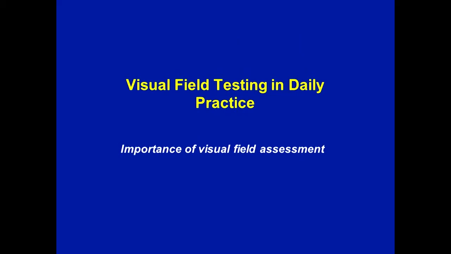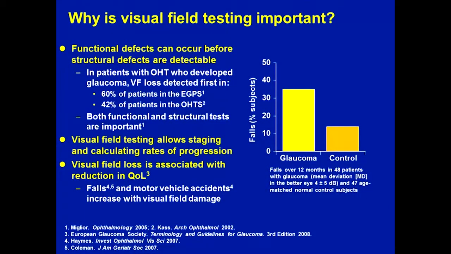Why is it important to test the visual field? Well, we know that functional defects can occur before structural defects are detectable. And we know that from the two most important studies about ocular hypertension, the European EGPS and the American OHTS, that showed that in 60 and 40% of the patients, visual field loss was detected before any optic disc loss was visible. So both functional and structural tests are important.